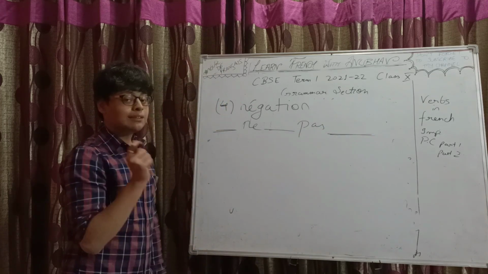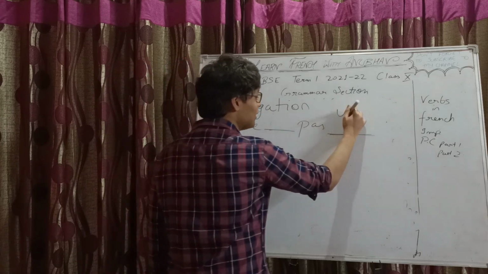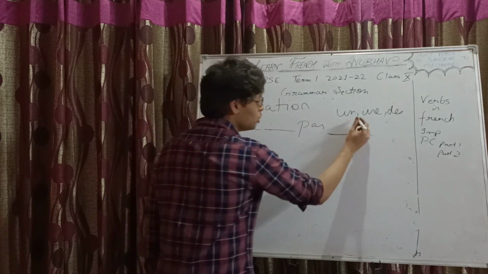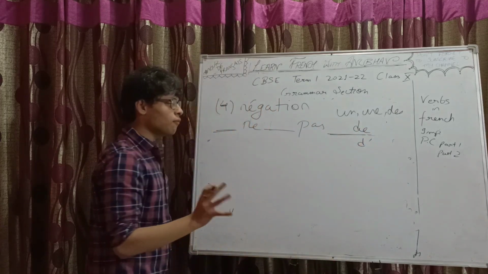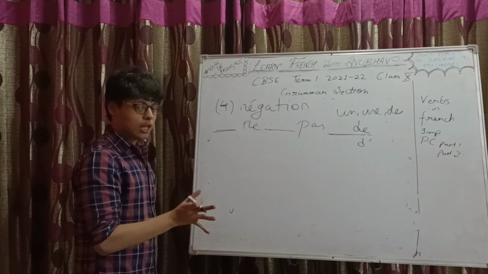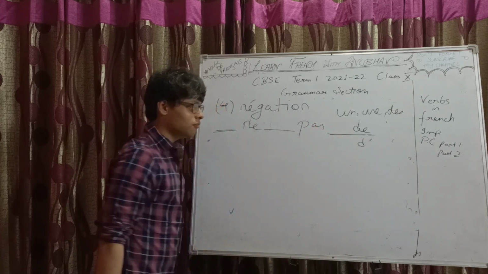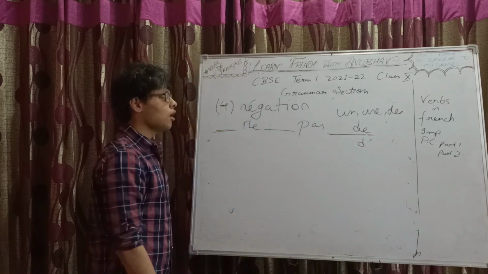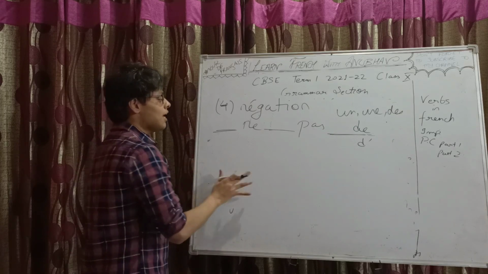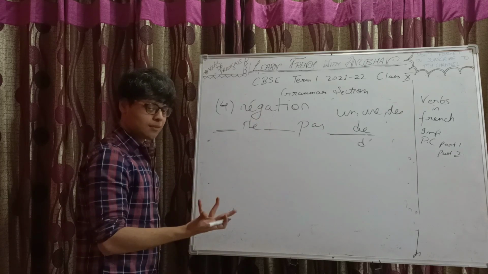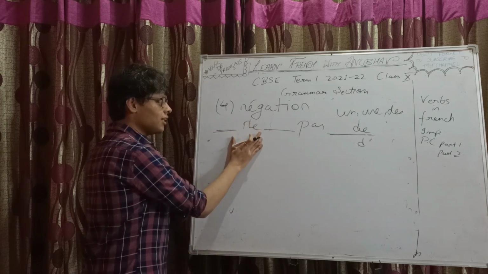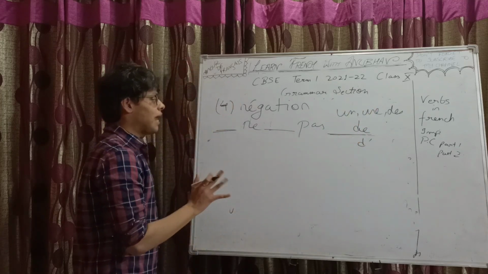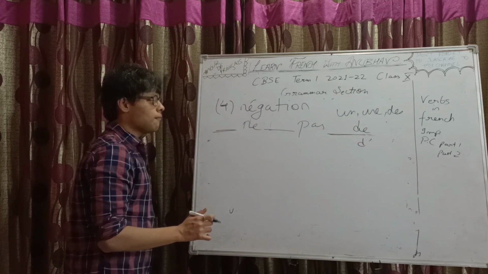Okay, one small point. Whenever there's un, une or any partitive article, that would change to de or d' apostrophe, irrespective of whether it's plural, singular or feminine, whatever. It will be replaced by de, or d' when the next word begins with a vowel. But this does not happen if there is être in the sentence. If there is être in the sentence, then this change won't take place. They will remain in their actual form.